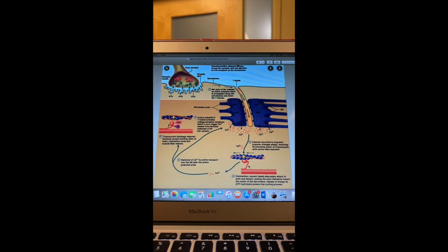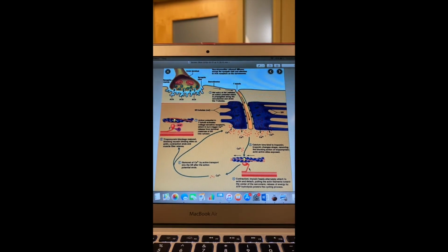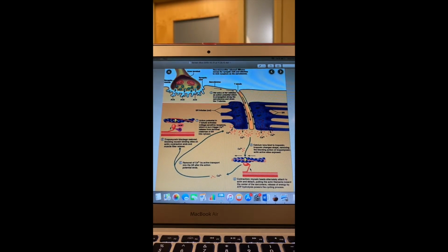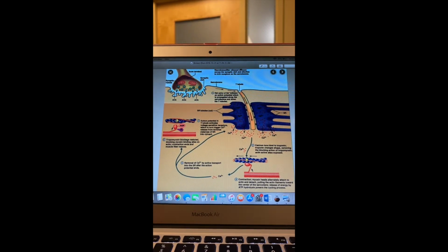Next would be the calcium pump, and that would occur right here. And calcium would be returned back to the sarcoplasmic reticulum. Without this process, the conditions in the cell would not be able to return to normal.